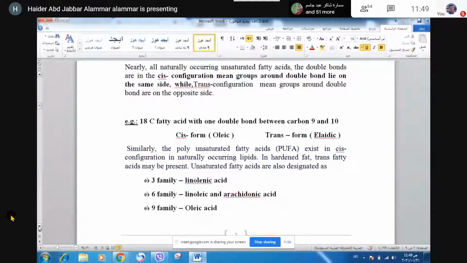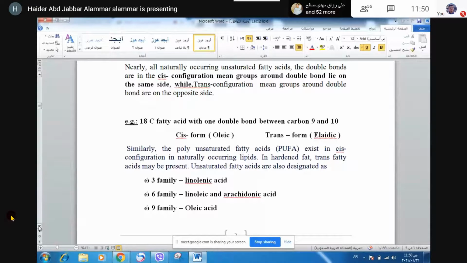This is for observation only. But I want you to know the cis configuration is the naturally occurring one, the most common type of occurrence of unsaturated fatty acid. Similarly, the polyunsaturated fatty acids, abbreviated PUFA, exist in cis configuration in naturally occurring lipids.